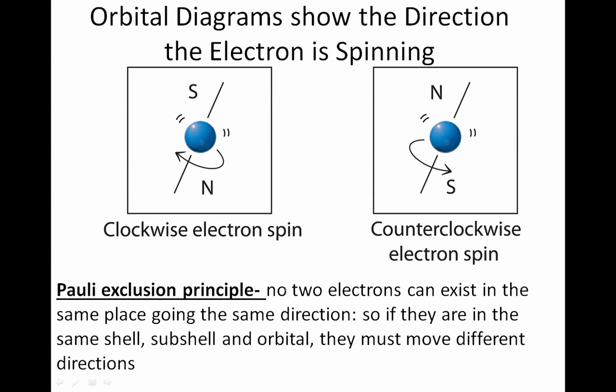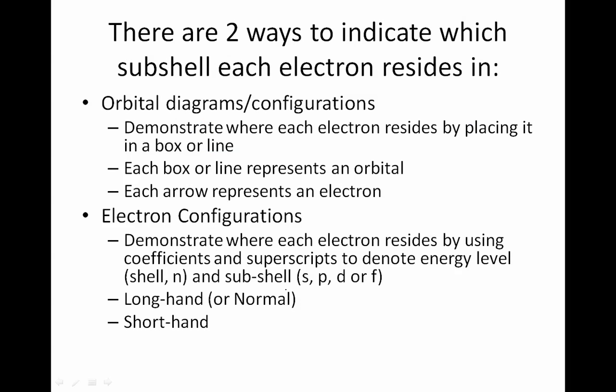Okay, basic idea. So if they're in the same shell, the same subshell within that shell, and the same orbital within a subshell, they must move in different directions. And so that's how we end up with different electron spins. So an electron might either be going clockwise, or the electron might be going counterclockwise. And so this prevents them from being the exact same electron simply by having different spins.